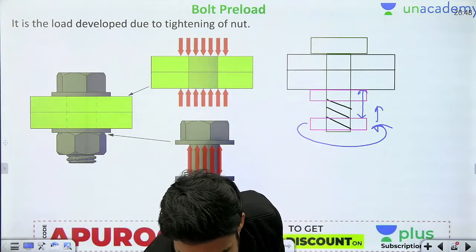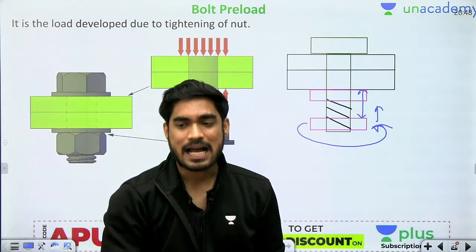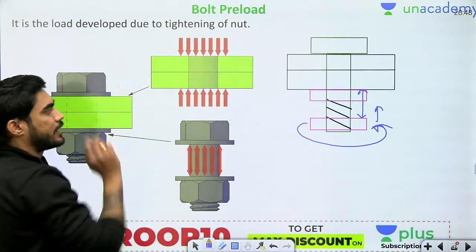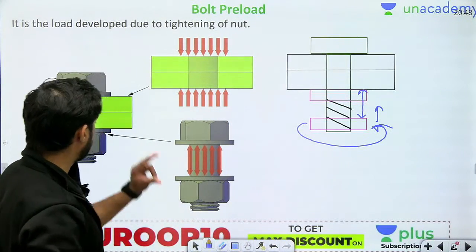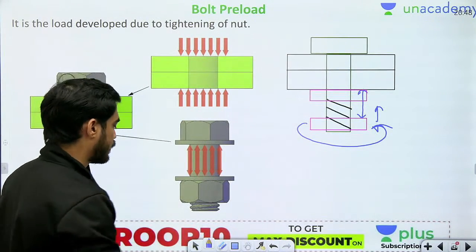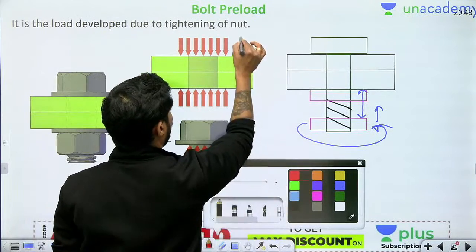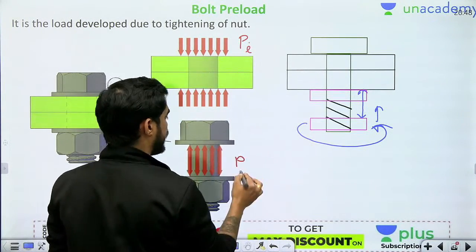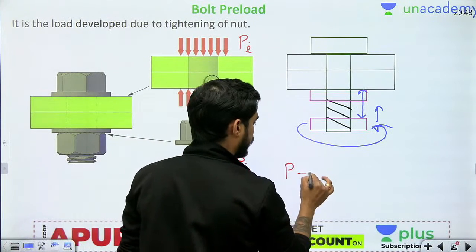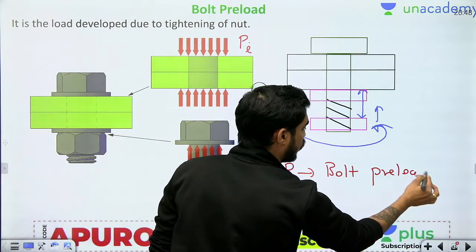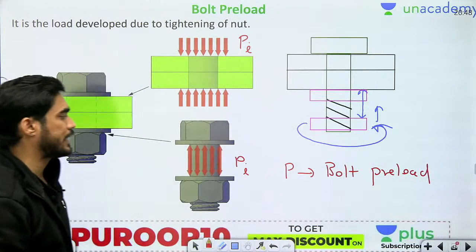So in order to tightly connect them together, I need to rotate it further, and when I rotate it further, a force will be created. Okay, this further tightening will apply a compressive force on the plate and a tensile force on the bolt. This is known as bolt preload, which is denoted by Pi. Pi is what? Bolt preload or initial load.